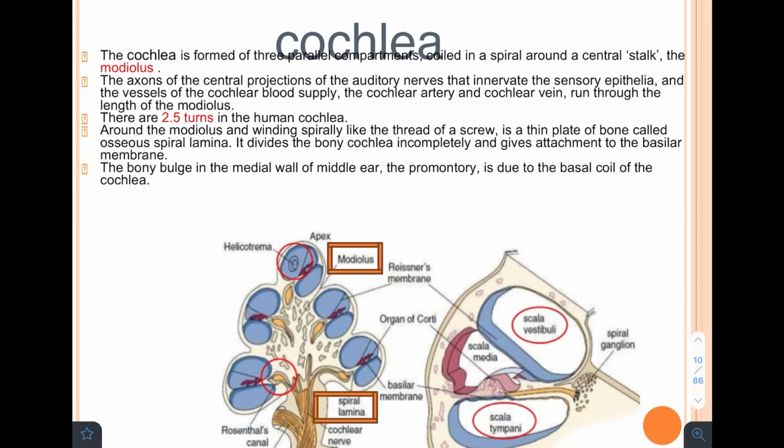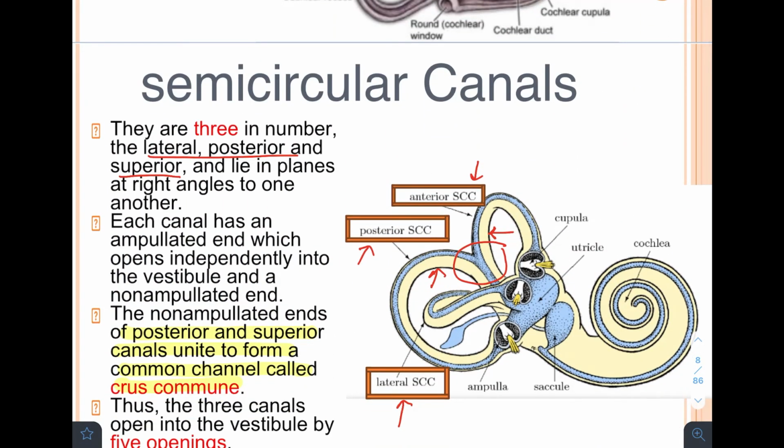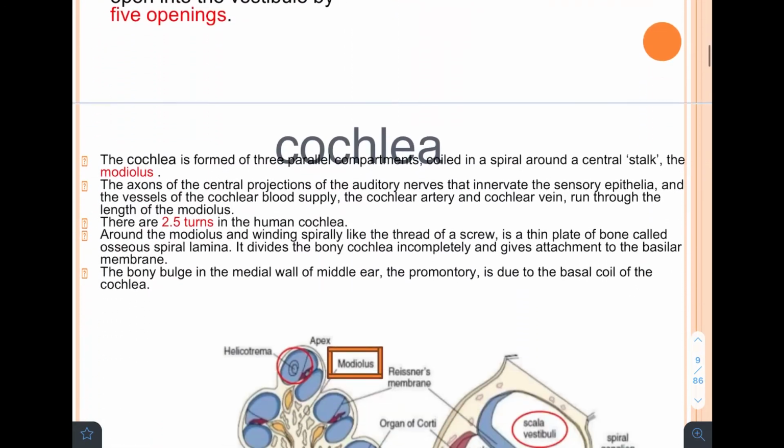The human cochlea has 2.5 turns. As you can see in the picture over here, this is the cochlea, and there are 2.5 turns. The number of turns varies in different animals. For humans, it is 2.5.